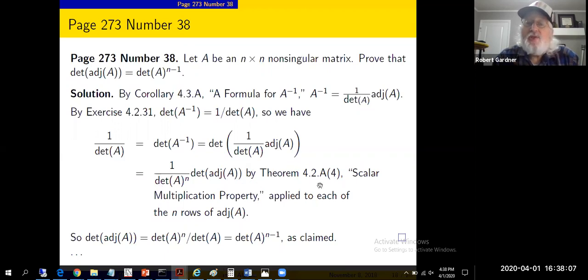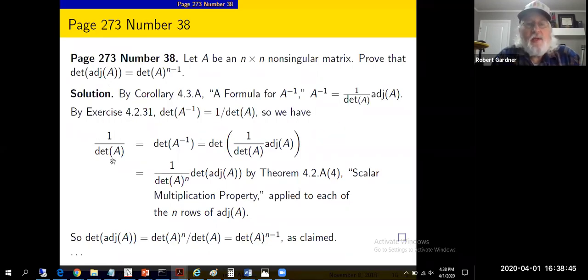We didn't deal much with multiplying the row of a matrix by scalars. In fact, we kind of avoided it, but it was one of the properties, the scalar multiplication property, back in section 4.2 when we saw how row operations affect determinants. They produce these scalars. So this scalar gets produced n times. Why? Because the adjoint of A has n rows. So think of it like that, and that allows us to bring this outside. Now we've got the determinant of the adjoint of A. You like that? Well, that was part of the question.